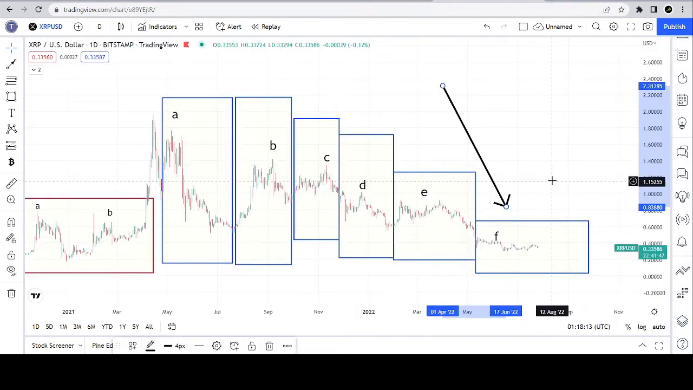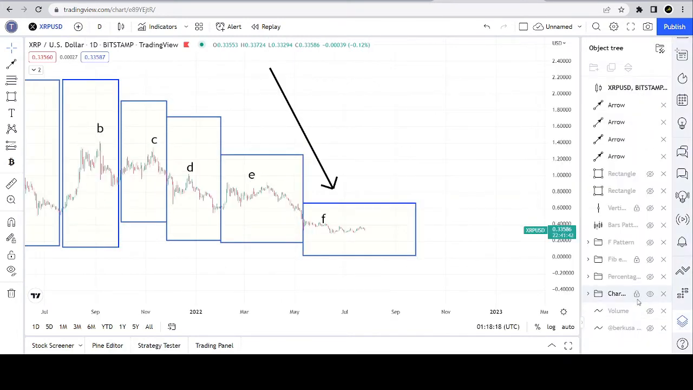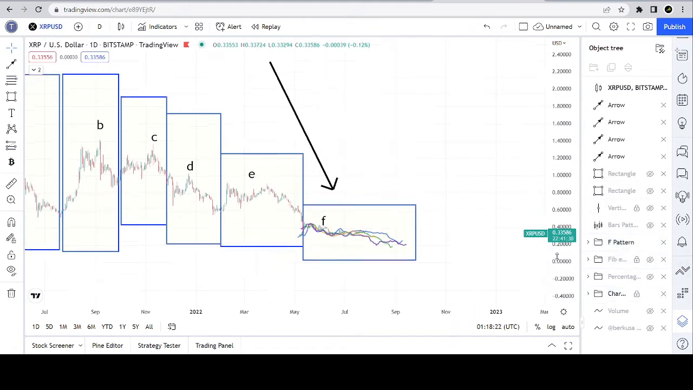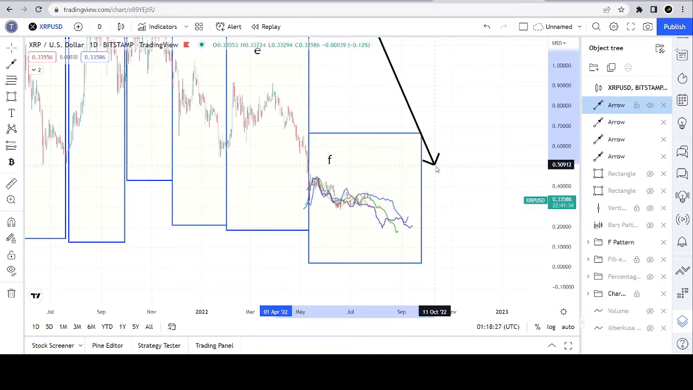So that brings us back to where we are today. And if we take those patterns that we just examined and place them here, you can see that they all roughly say the same thing.